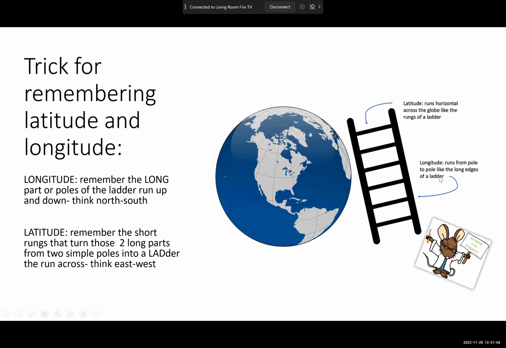Latitude is a ladder, right? What runs horizontally is longitude, and the ladder is the steps.